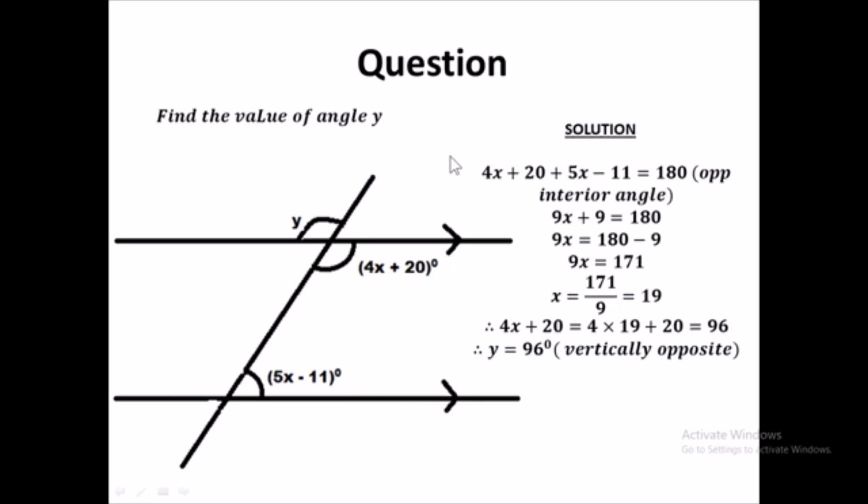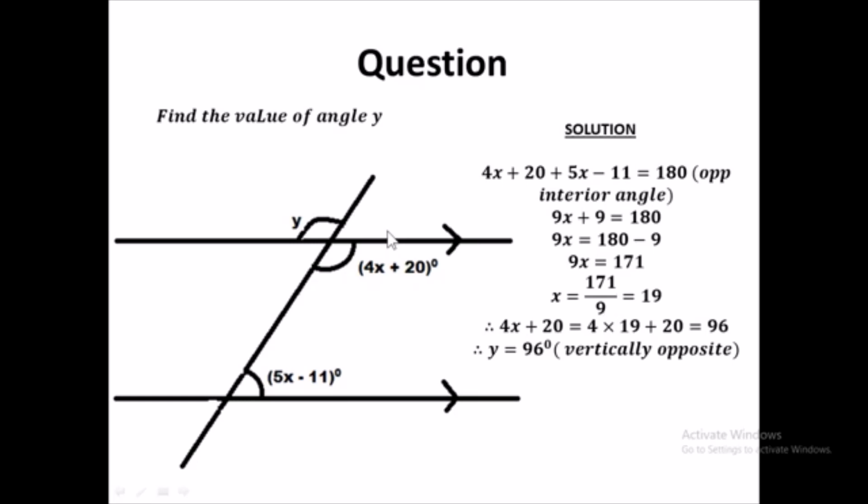Once you identify the parallel lines, the next thing to identify is the line of transversal. You know the meaning of line of transversal: the line that cuts across two or more parallel lines. So this line here is a line of transversal because it cuts across these two parallel lines. Having known that, you can now decide to look at the angles involved in parallel lines, such as alternate angles, corresponding angles and opposite interior angles.